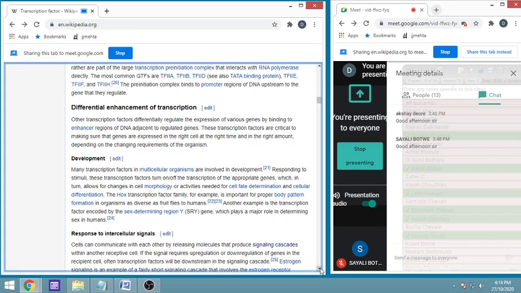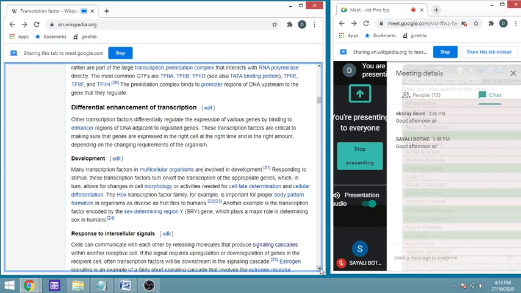Then next is development. Many transcription factors in a multicellular organism are involved in development and in responding to stimuli, and these transcription factors turn the transcription on and off. On and off, who will do? Those which are stimulants, those which are promoters, they will turn it on, and those which are repressors, those which are suppressors, they will turn it off. So accordingly, transcription of the appropriate gene will either be turned on, turned off, or the rate will be increased or decreased.